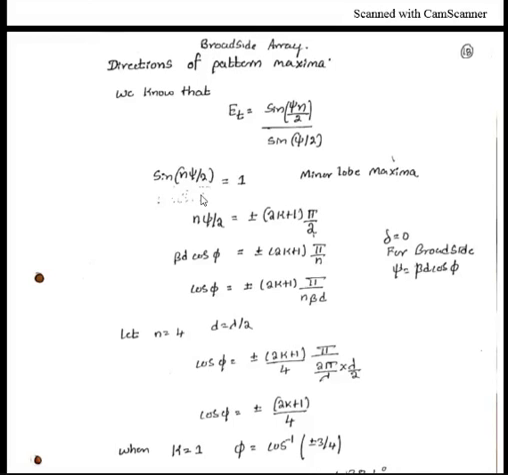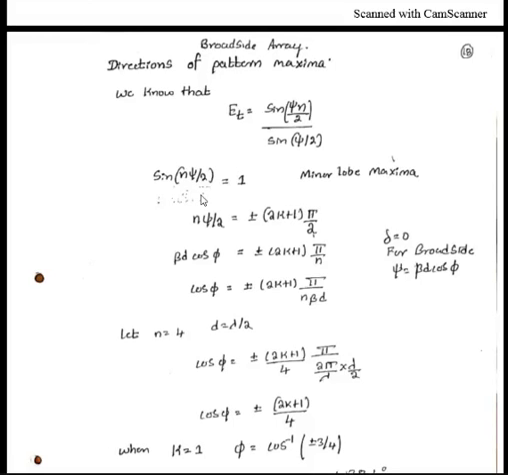So if I want to make this term, n psi by 2, equal to some value so that sine of n psi by 2 is equal to 1, what do you have to place here? Plus or minus 2k plus 1 into pi by 2, since sine of 90 is equal to 1. So n psi by 2 is equal to plus or minus 2k plus 1 into pi by 2. Let us substitute the value of k here.